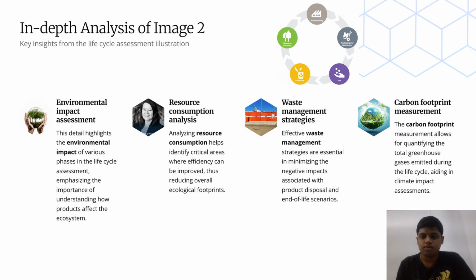The third one is waste management strategies. Effective waste management strategies are essential in minimizing the negative impacts associated with product disposal and end of life scenarios. The last one is carbon footprint measurement. Carbon footprint measurements allow for quantifying the total greenhouse gases emitted during the life cycle, aiding in climate impact assessment.